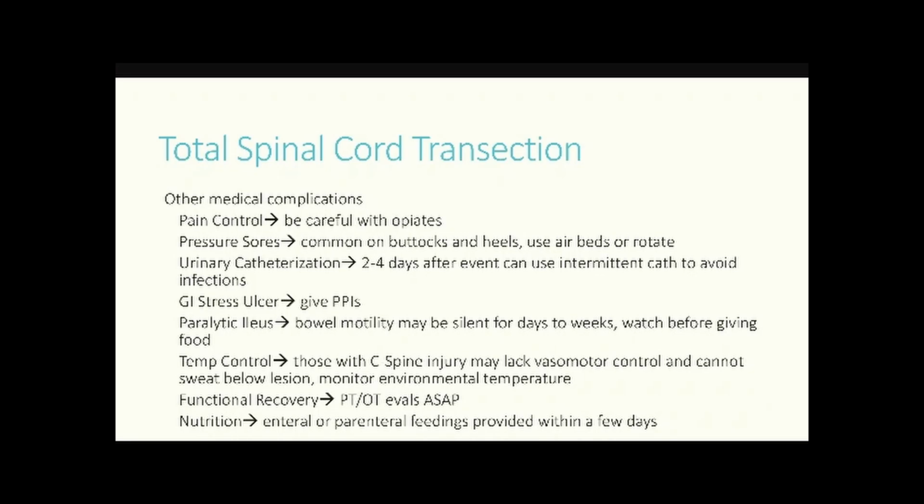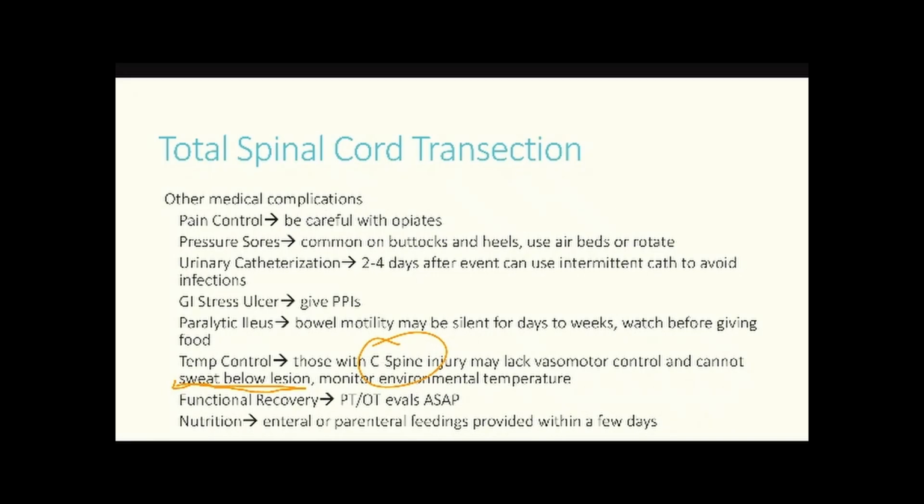Temp control, especially those with a C-spine injury. Okay, they will lack vasomotor control and they can't sweat below the lesion. So be careful for environmental control with these patients. Functional recovery, PT, OT, eval, as soon as possible. And then nutrition, you have to consider long-term feeding. If the patient can't swallow, how are they going to get nutrition? Parenteral, they're going to need a G-tube. What are you going to do? So things to think about going forward.